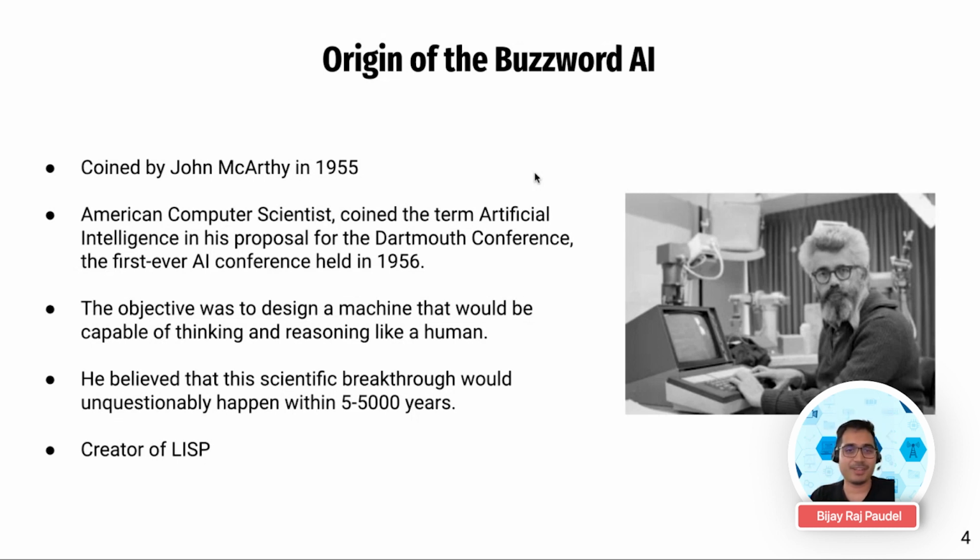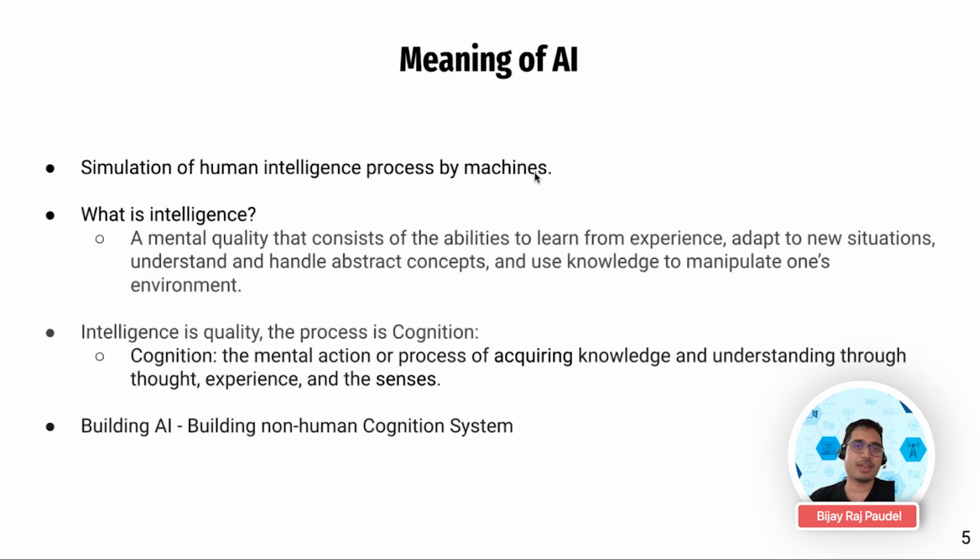And he believed that we will have some artificial intelligence in some 5 to 5,000 years. So a very optimistic person. And this person is also the creator of a language called Lisp, if someone is familiar. Lisp was initially used for creating lots of engines to run artificial intelligence. Later, it was replaced by other modern languages, but Lisp was initially created for working with AI.